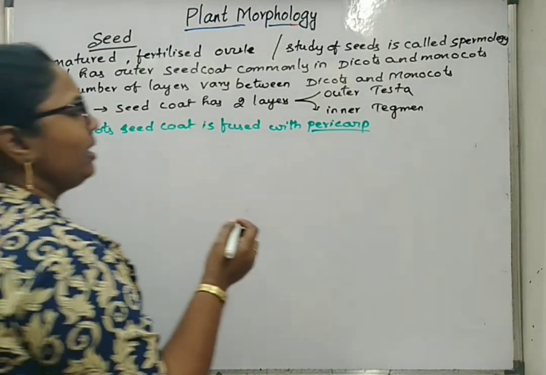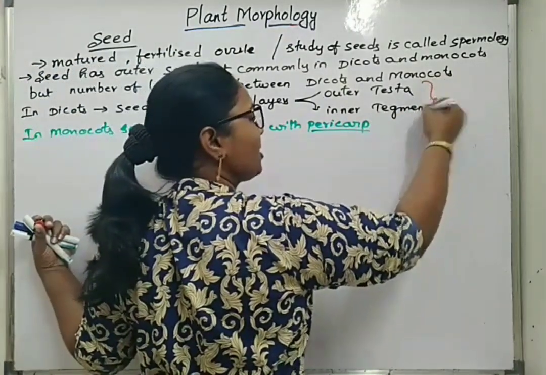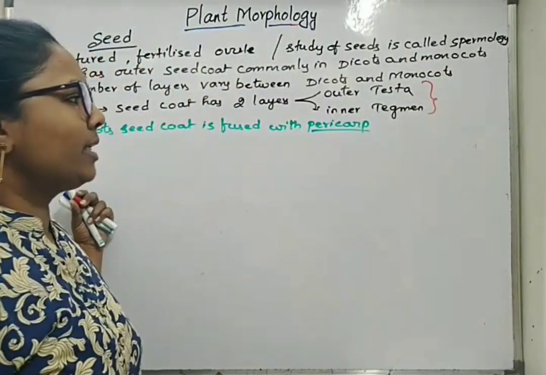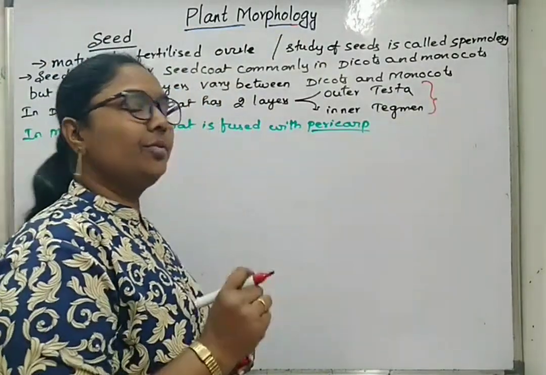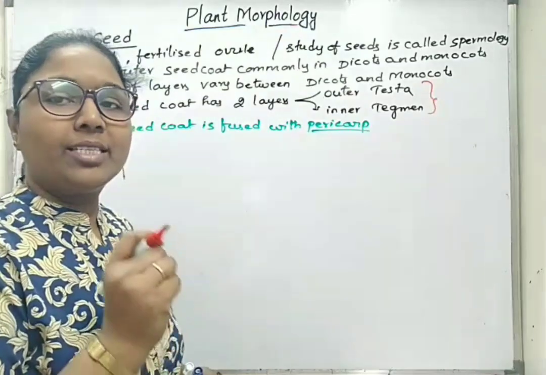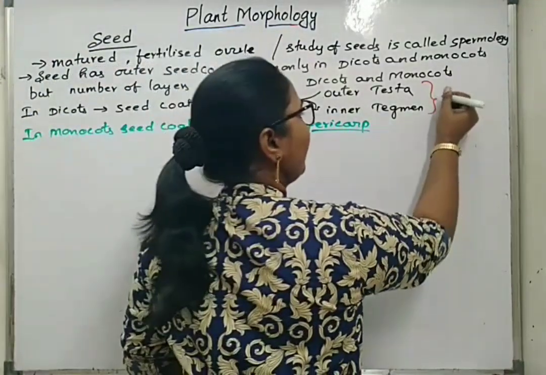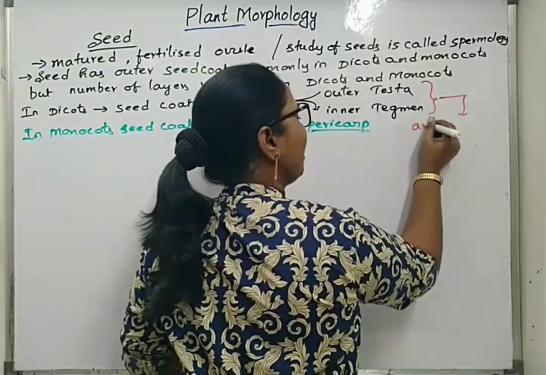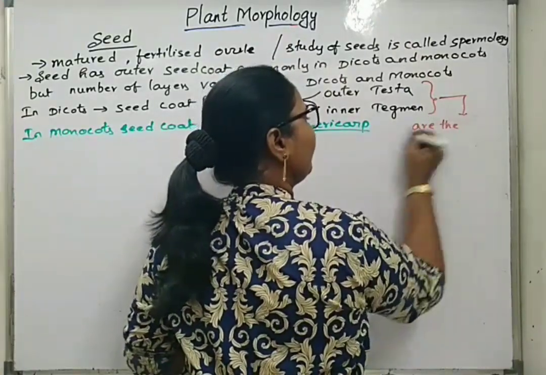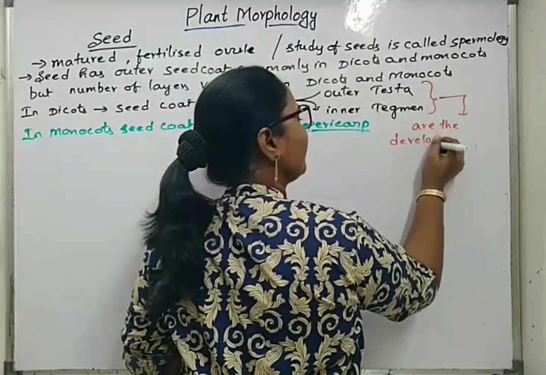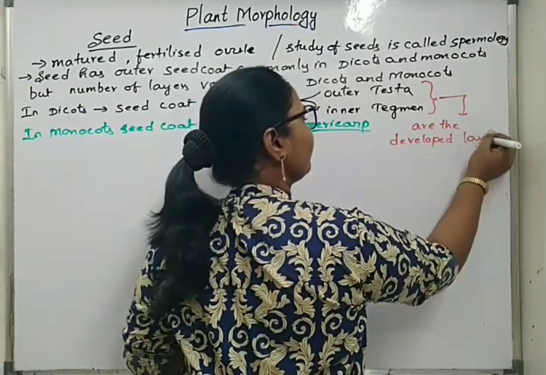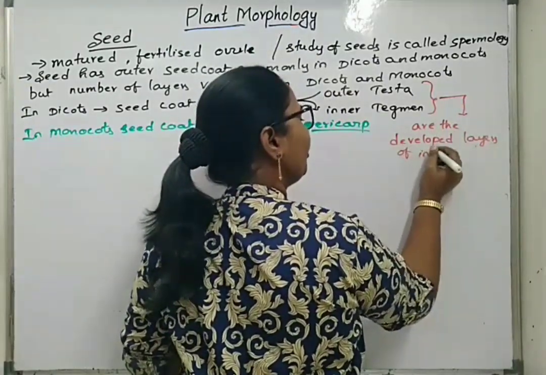Now, in case of dicots, what are the structures of ovule that are giving rise to testa and tegmen? In ovule, we have one special layer called integuments. Those integuments have been modified into testa and tegmen. These are the developed layers of integuments of ovule.